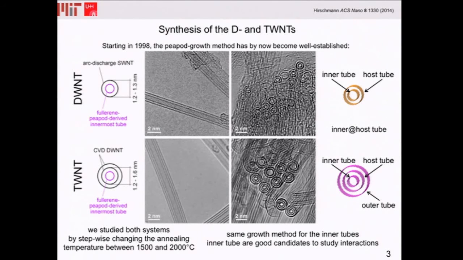So by having both systems with nearly the same method for the inner tube, we can perfectly compare the different kinds of tubes, because the method was nearly the same for the inner tube. And what we did is we changed both the double and the triple-wall carbon tubes. The annealing temperature we changed stepwise between 1,500 and 2,000 degrees.